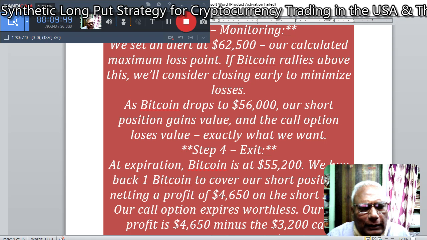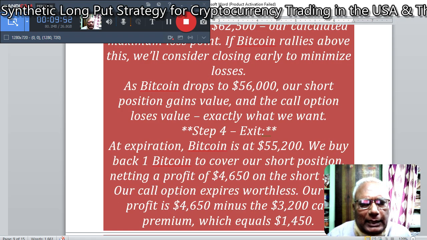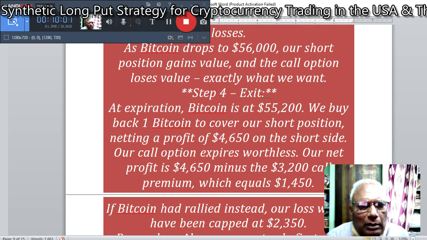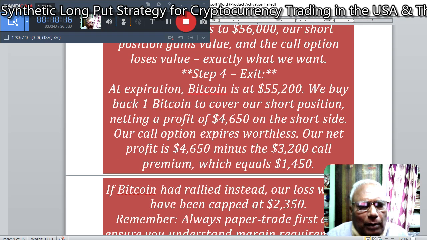Step 4. Exit. At expiration, Bitcoin is at $55,200. We buy back 1 Bitcoin to cover our short position, netting a profit of $4,650 on the short side. Our call option expires worthless. Our net profit is $4,650 minus the $3,200 call premium, which equals $1,450.